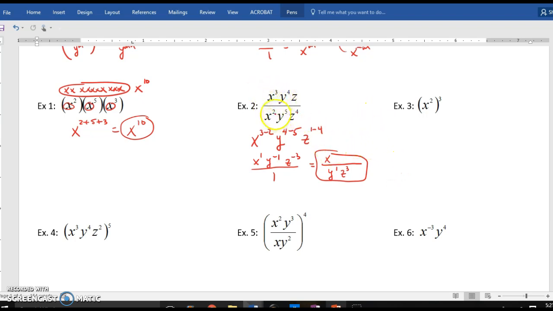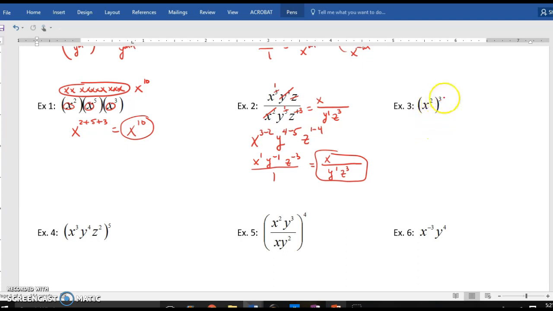The other way I like to do it is here I can cancel out 2 x's. How many do I have left on top? Here I have 4 y's, 5 y's. I can cancel out 4. How many do I have left on bottom? 1. Here I have 1 z, 4 z's. Cancel 1. I have 3 left on bottom.